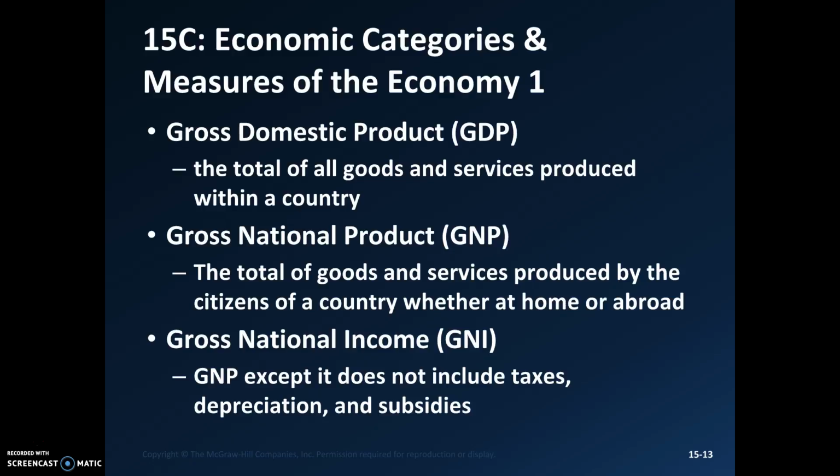For GNP, we look at the total goods and services produced by the citizens of a country, whether at home or abroad. So fairly similar to GDP, but it also takes into account work done by citizens outside your country. So for example, if Toyota opens up a plant in the south and staffs that plant with Japanese workers, the final value of those cars actually gets added to Japan's GNP to help them out because they're produced by Japanese citizens. And the final measure, which is similar to GNP, is gross national income.